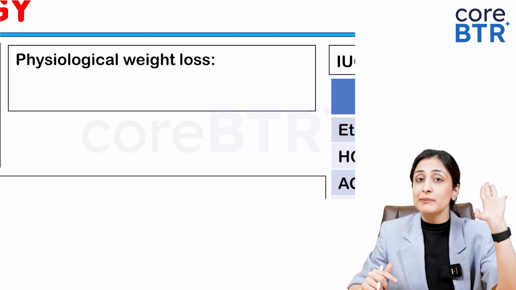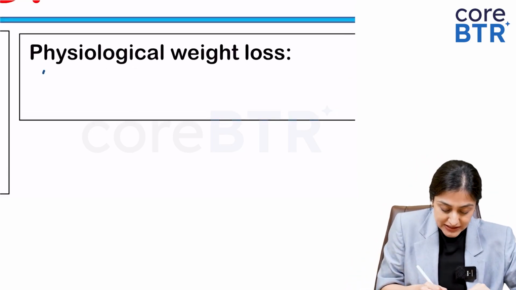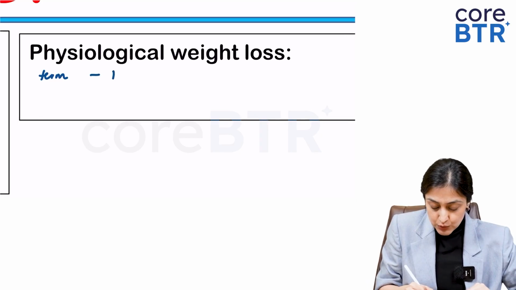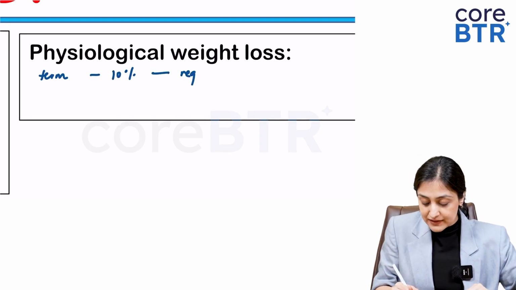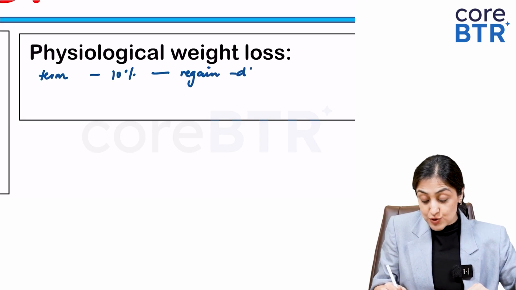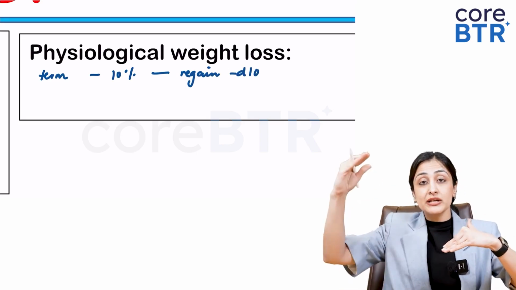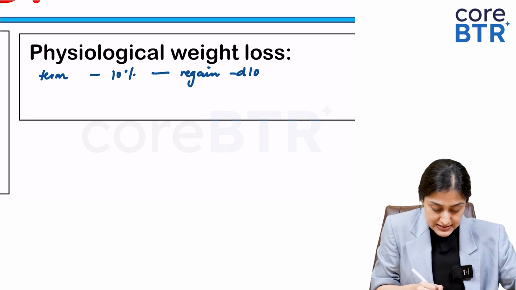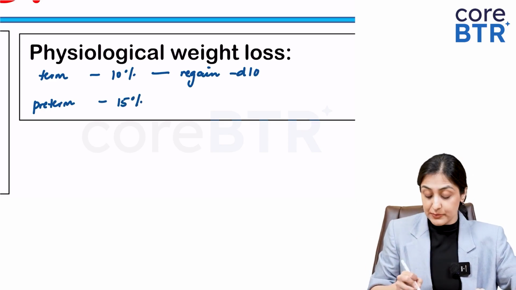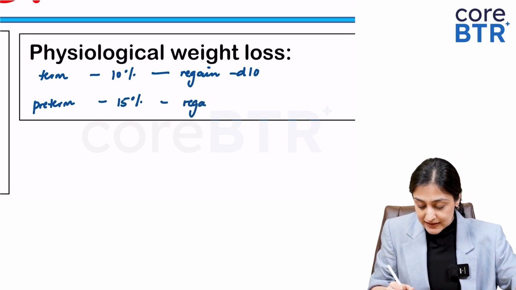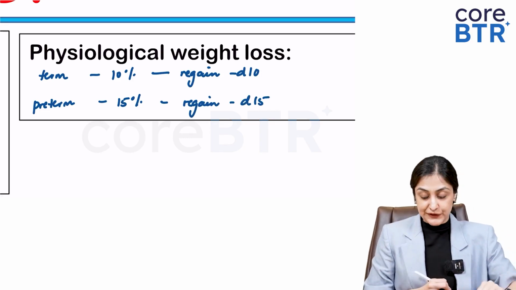So two numbers to remember, 10 and 15. In term babies, they will lose up to 10% of their birth weight and they regain it by day 10. So from day 10 the baseline will return and then they start to put on weight. Similarly, for preterm, that loss is higher. They lose up to 15% of their birth weight and they regain it by day 15. So you can remember 10 and 15 here.